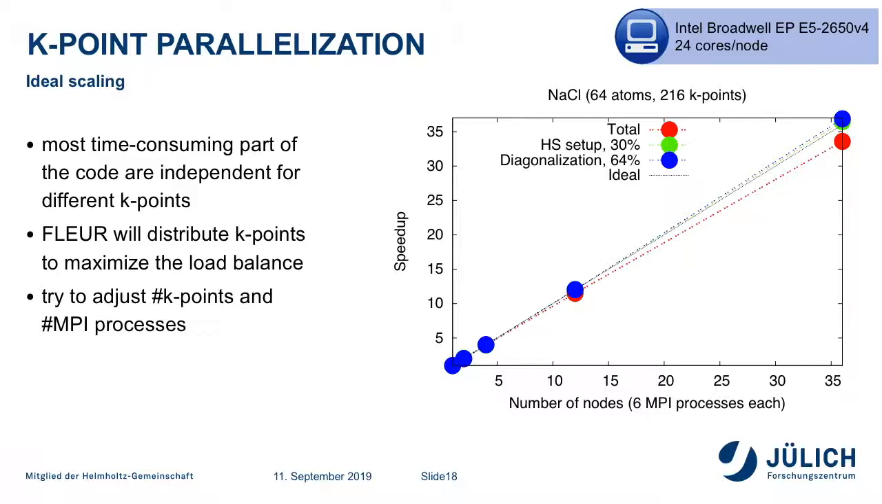So the point here is, if you have several k points, try to choose the number of MPI processes so that they match. Because FLEUR will try to distribute the work in a balanced way. That means if you have 8 k points and 4 MPI processes, then each process will work on its own k points.